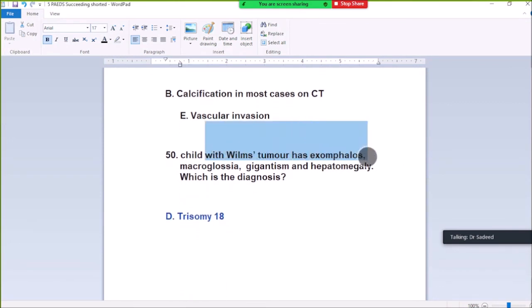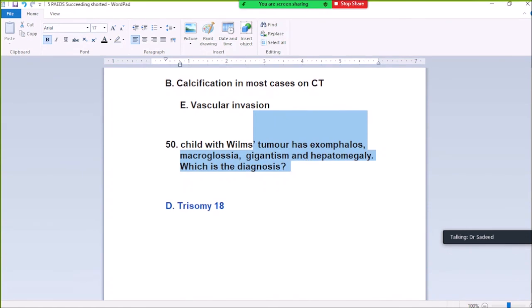50. A child with Wilms tumor who has exomphalos, macroglossia, gigantism and hepatomegaly, which is diagnosed as Beckwith-Wiedemann syndrome. Wilms tumor plus exomphalos, macroglossia, gigantism, hepatomegaly, diagnosed Beckwith-Wiedemann syndrome. In the next chapter, Barrett.